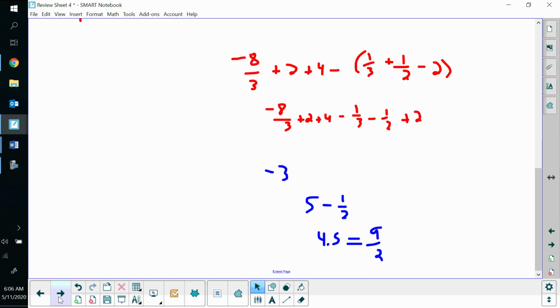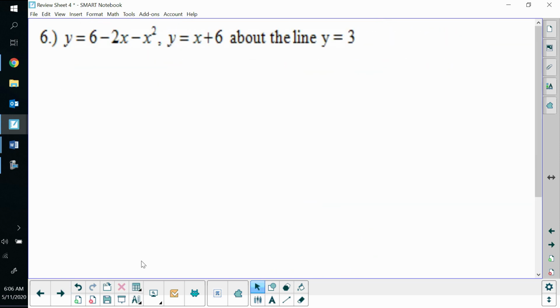And then we'll also look at question 6. So we've got these two equations. We get an area bound by them, and we're going to go around y equals 3. So we'll start out, set them equal to each other, which will help us draw the picture.